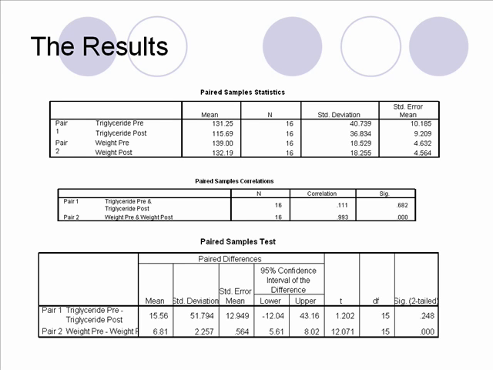The key number on this table is the letter T. It's the third one from the last on the right-hand side. The T for the triglyceride is 1.202, and the T for the weight is 12.071.